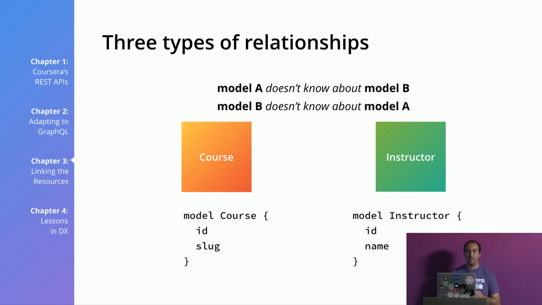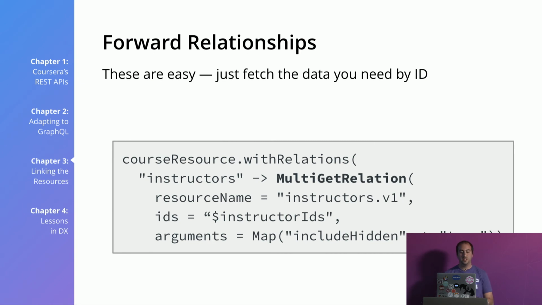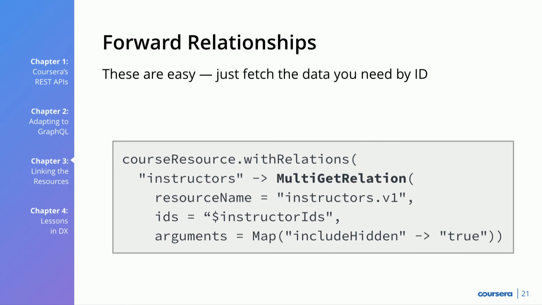I'll talk a little bit about how we solve these three different relationships. First one, forward relationships, these are pretty easy. You know from the course how to get the instructors, so you have all the IDs, you just fetch that data. So what we did is we came up with this syntax to add onto our courses resource to be able to define that the courses resource has related instructors, and this is how you fetch the information. You'll see we made a multi-get relation. We came up with names for that, and it specifies that the resource name is instructors v1, and it specifies how to get the instructors for it and includes some extra arguments.